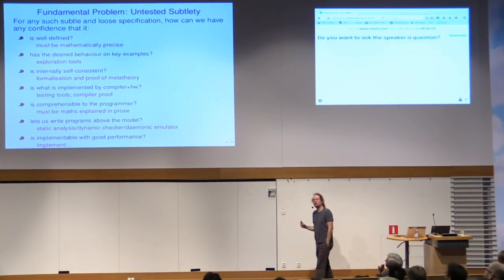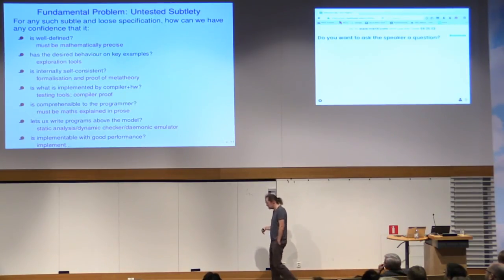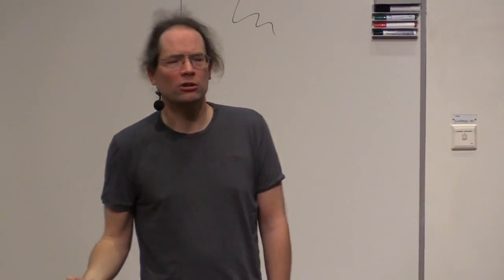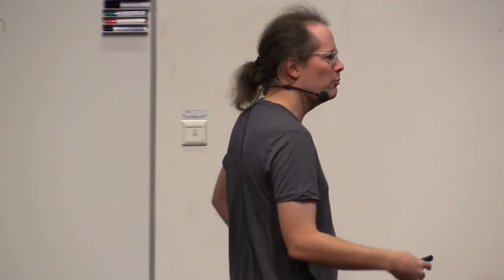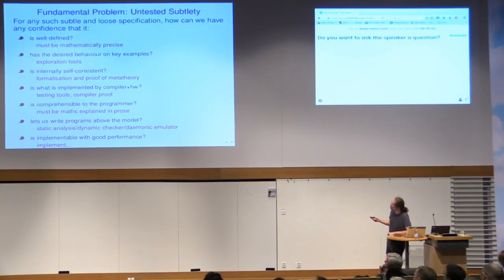Stepping back to the beginning. So what is the fundamental problem that we're working with here? The fundamental problem is that people are inventing quite subtle abstractions which are insufficiently tested. And now by tested, I mean all of these things. We would like one of these models to be mathematically well-defined, and you'd like tools to be able to explore it on examples, and you want it to be internally self-consistent, and you want it to actually match what is implemented, and to check that both by testing and by proof.